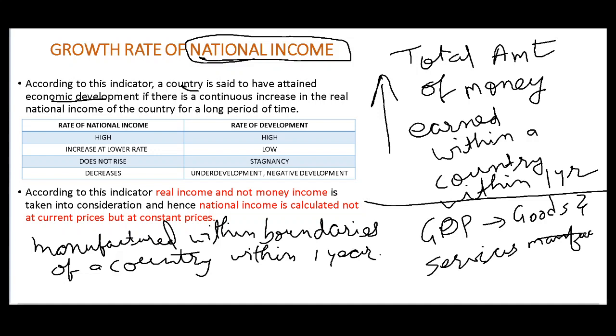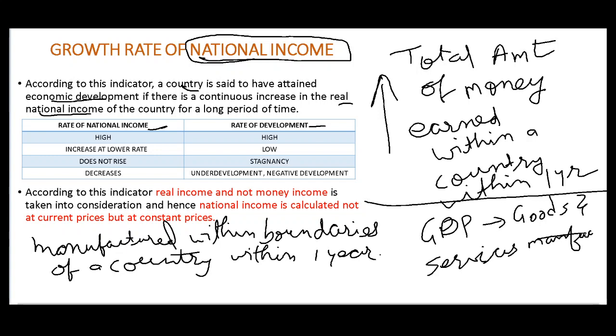Now real national income, as I said in the previous class, means the income after adjusting for inflation. National income is adjusted with inflation. If inflation is high, then that inflation is deducted from national income. After adjustment, whatever your income is, that is termed as the real national income of a particular country. Now, how are the rate of national income and the rate of development related?